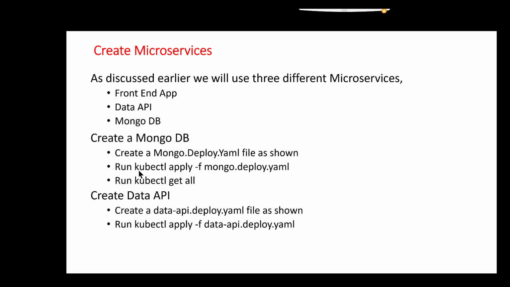Once we do that, we will run the apply command. Basically, we are deploying that image that we have created into the AKS cluster, and it would create the required pod and required container. We'll check that everything is good. Similarly, we will create the data API, and I'll show you in a second.